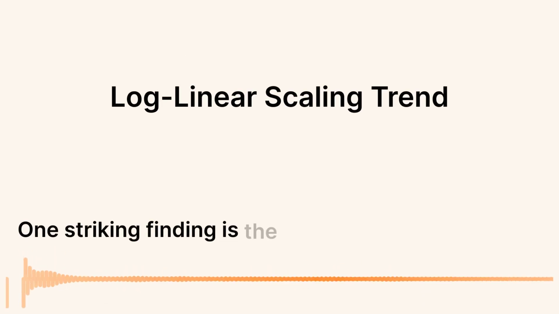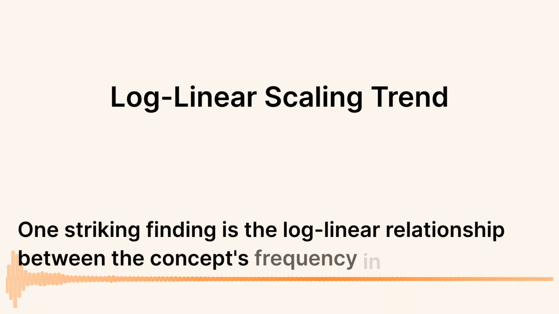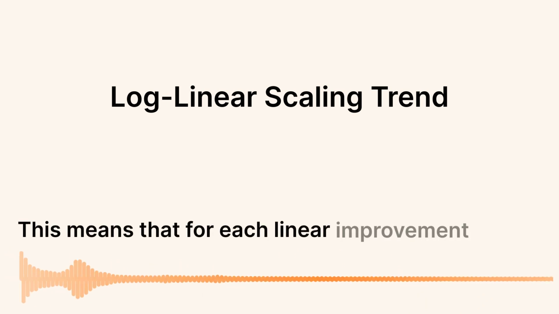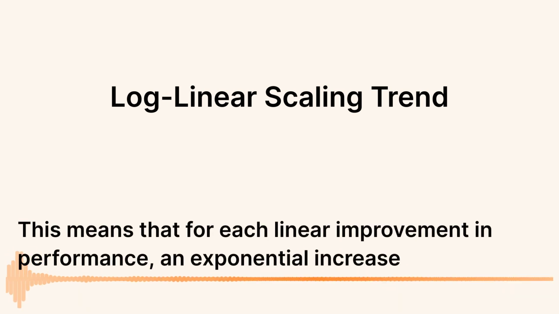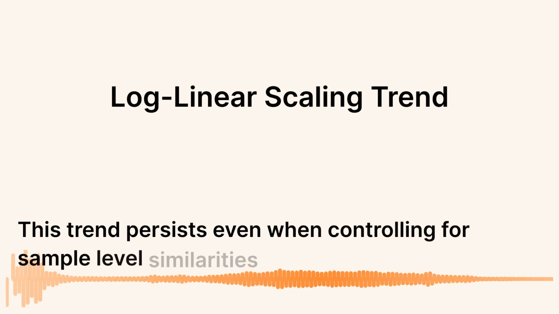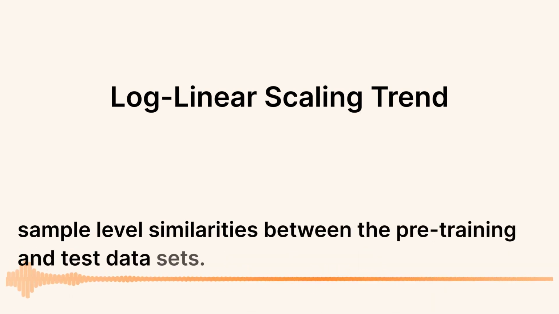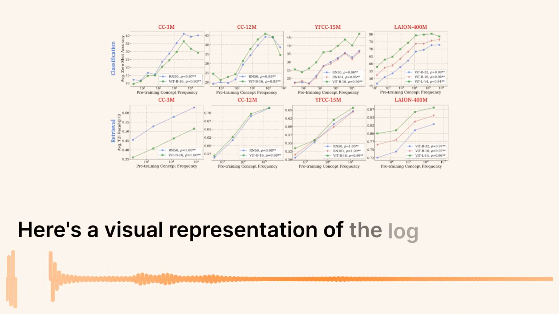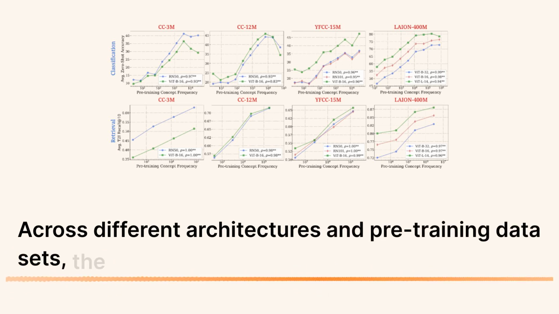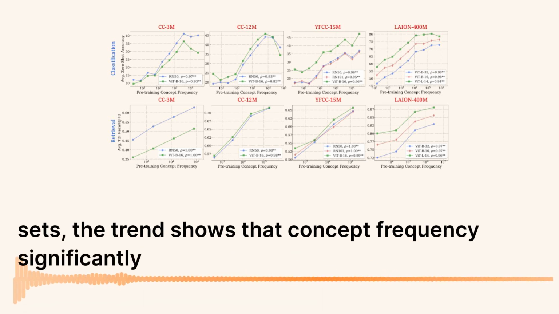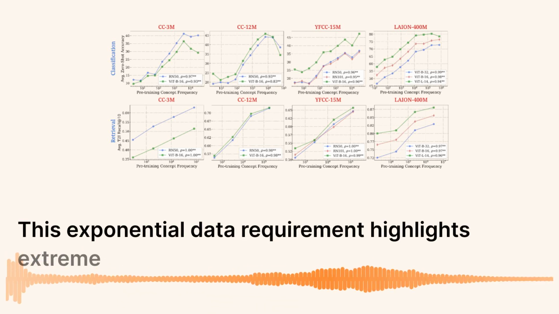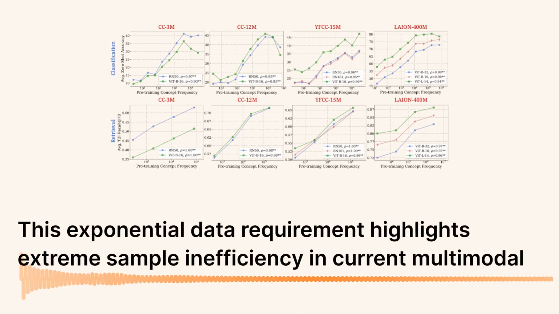One striking finding is the log-linear relationship between the concept's frequency in pre-training datasets and model performance. This means that for each linear improvement in performance, an exponential increase in data is required. This trend persists even when controlling for sample-level similarities between the pre-training and test datasets. Here's a visual representation of the log-linear relationship. Across different architectures and pre-training datasets, the trend shows that concept frequency significantly determines zero-shot performance. This exponential data requirement highlights extreme sample inefficiency in current multimodal models.